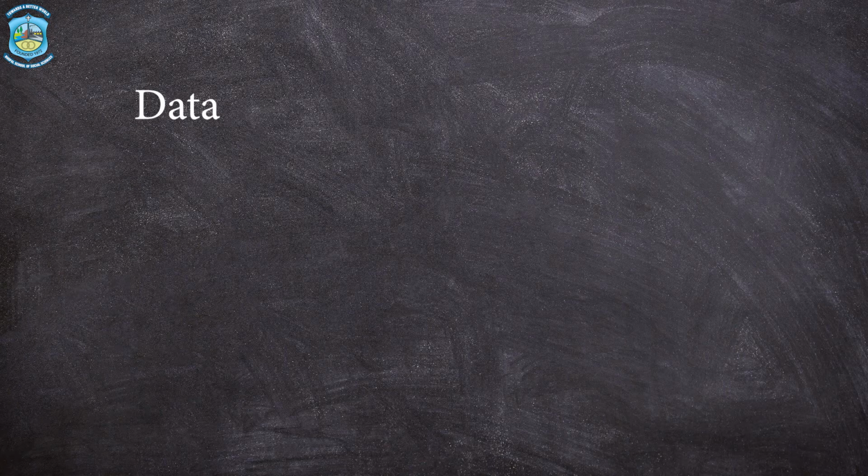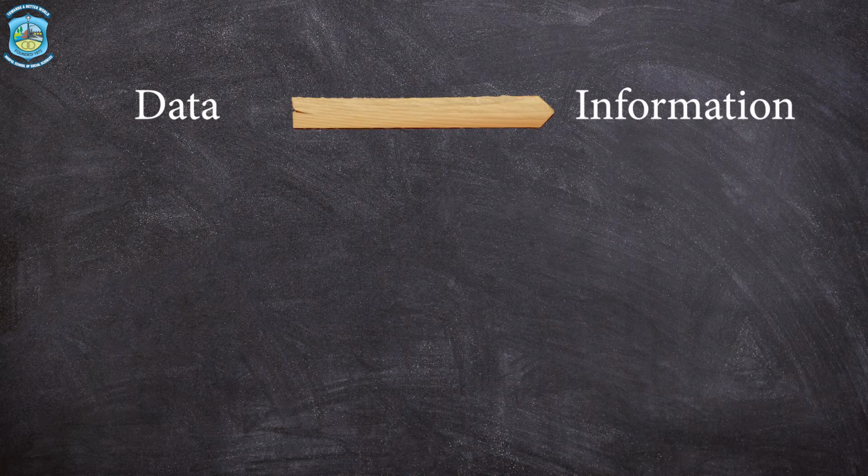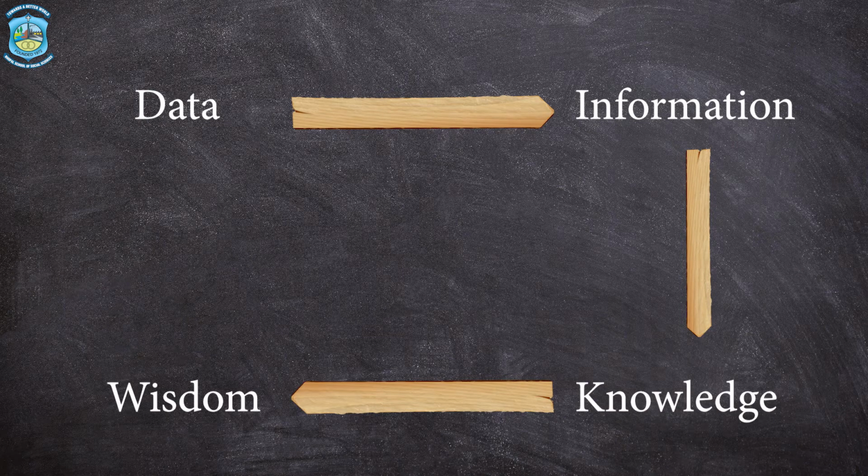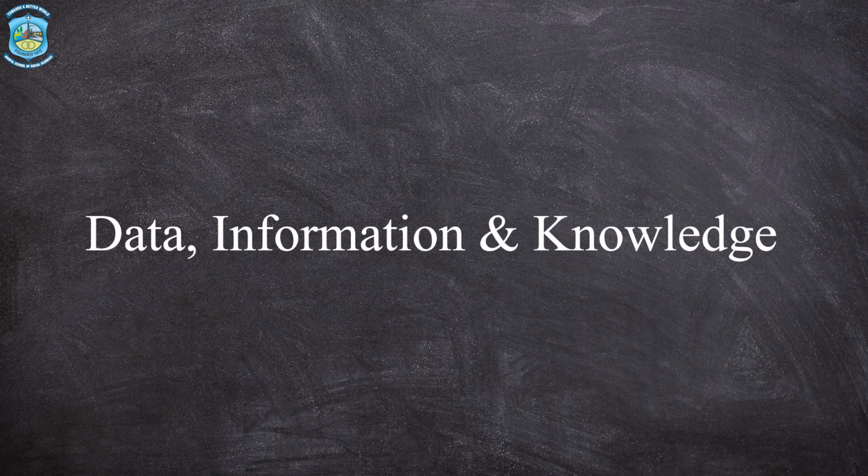So we have data which leads to information. Information leads to knowledge, and once we have knowledge, we can say that we have wisdom to perform the right action. Let us understand the relation between data, information and knowledge. So we have an example. We simply have a data value of 100. It doesn't convey any message or a meaning.